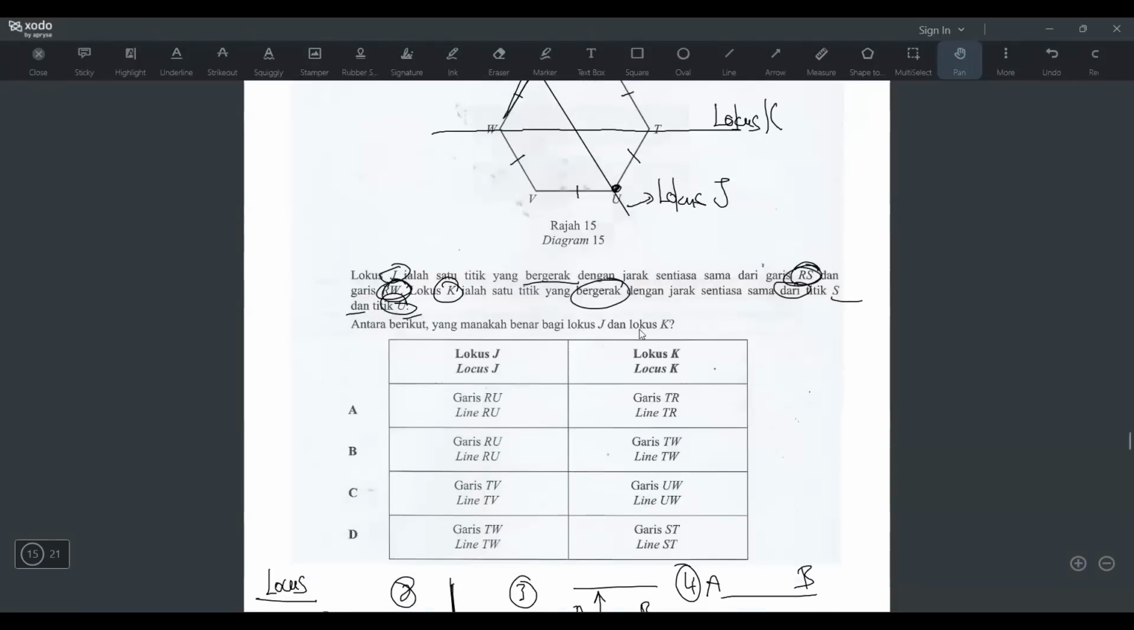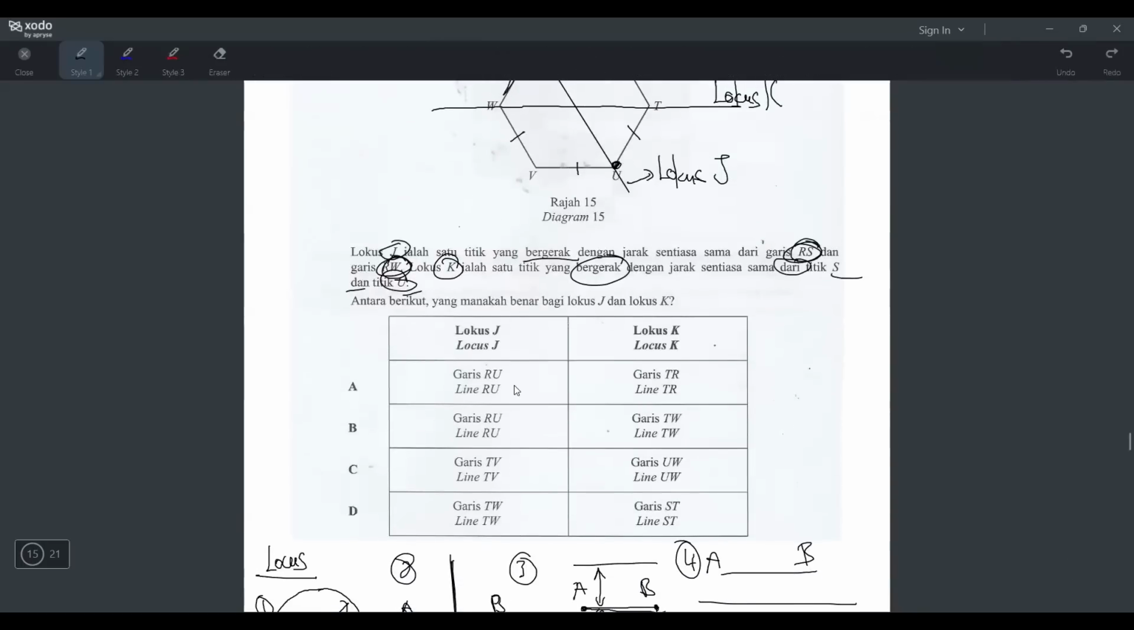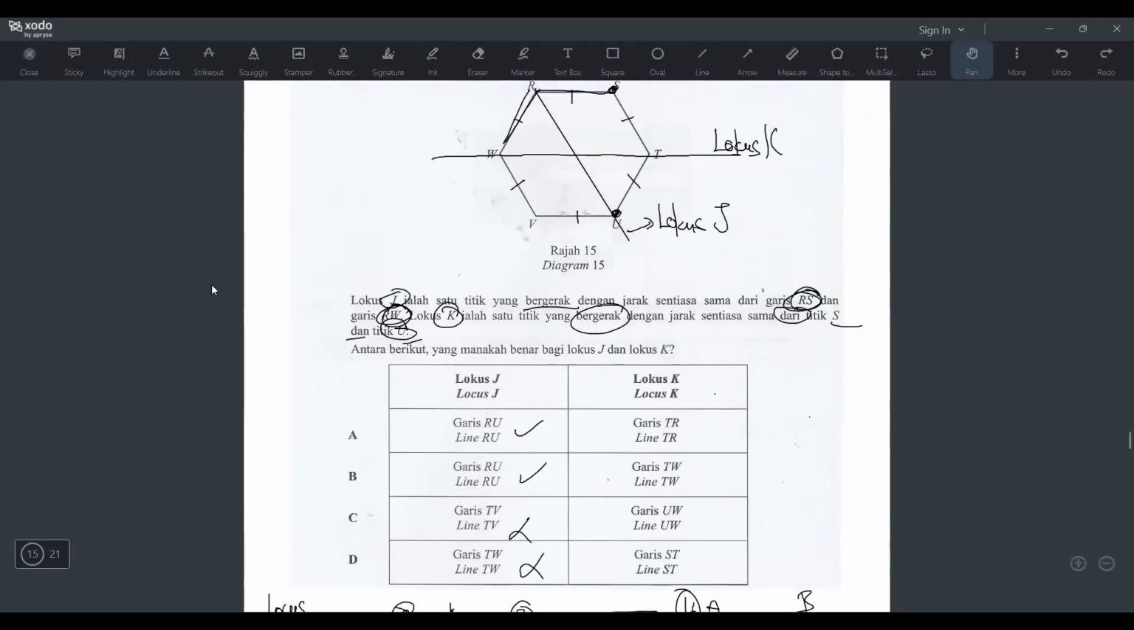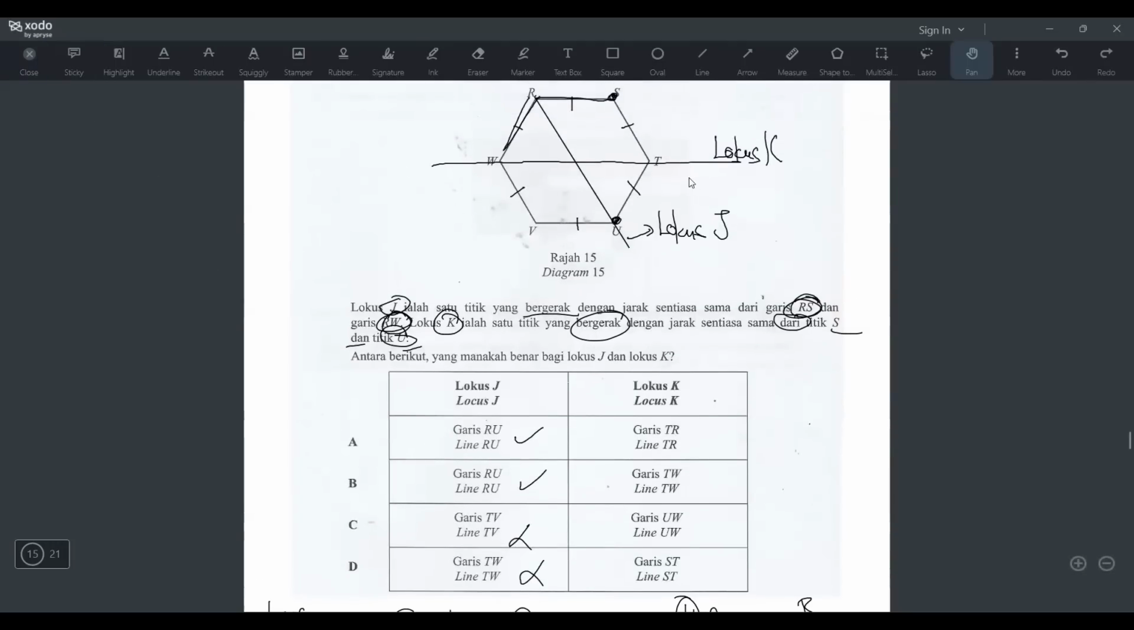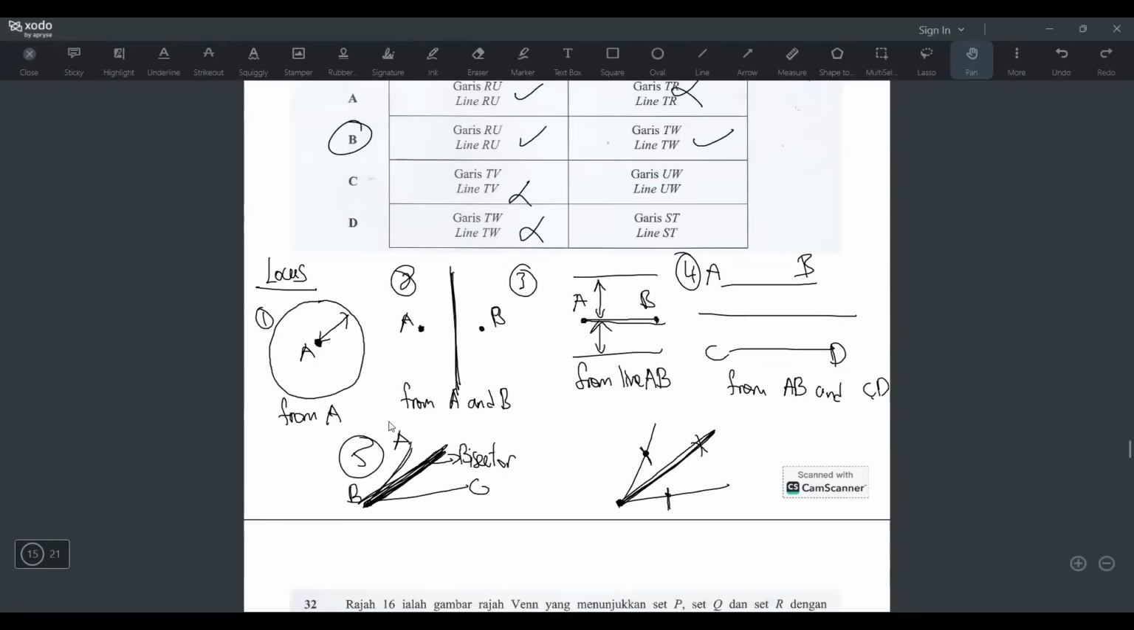Which of the following is correct for locus J and K? So which one is correct? So locus J is the RU line. So I think A is the answer. Okay, B is also possible, right? C and D confirm wrong. Okay, what about locus K? Locus K I drew just now is the WT line. So this one, this one is wrong. So B is the answer. Okay, and make sure you remember all these different types of locus. Okay, okay, ready.